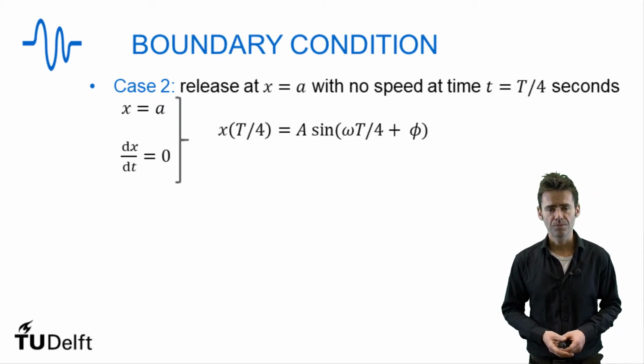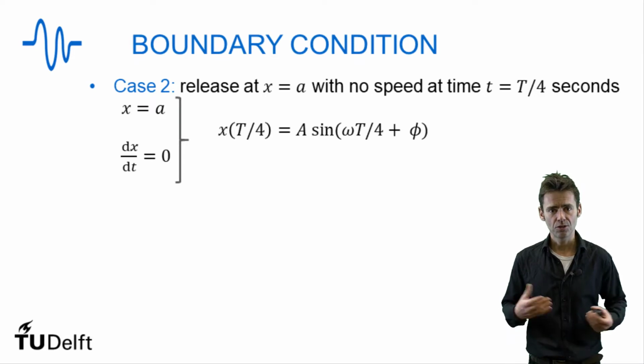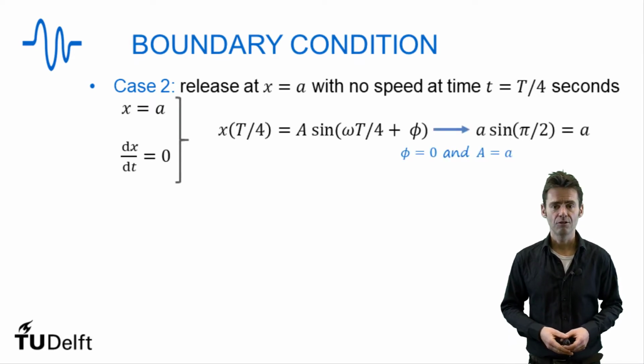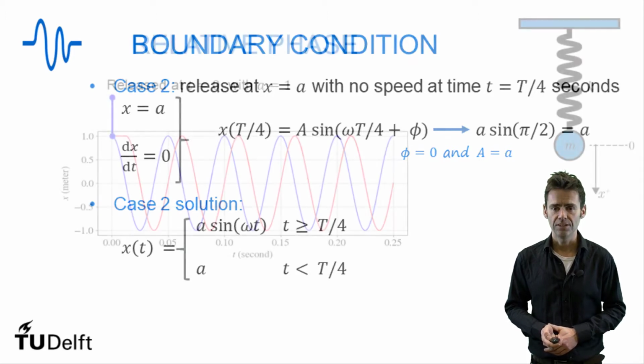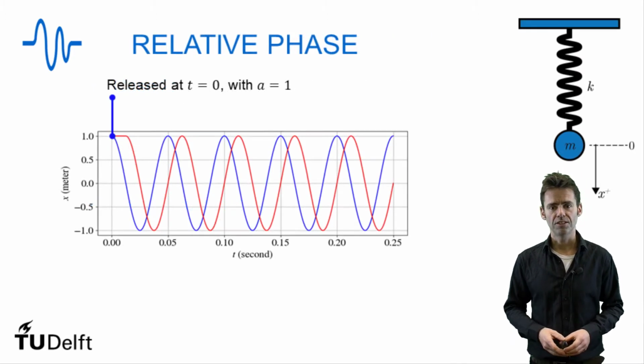In this case, we can again satisfy our boundary conditions by taking phi equal to 0 and capital A equal to small a. So our general solution is then, for t equal to and larger than capital T over 4, a times sine omega t, and for smaller times we get just a. So let's look at how these solutions look in reality. I just made a few plots here.